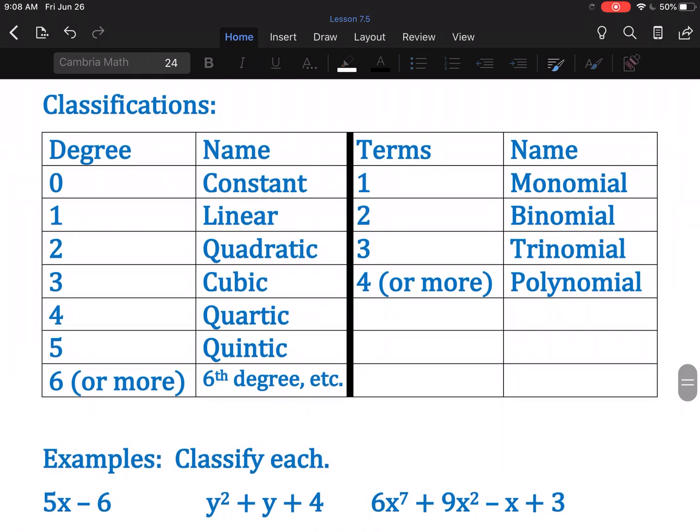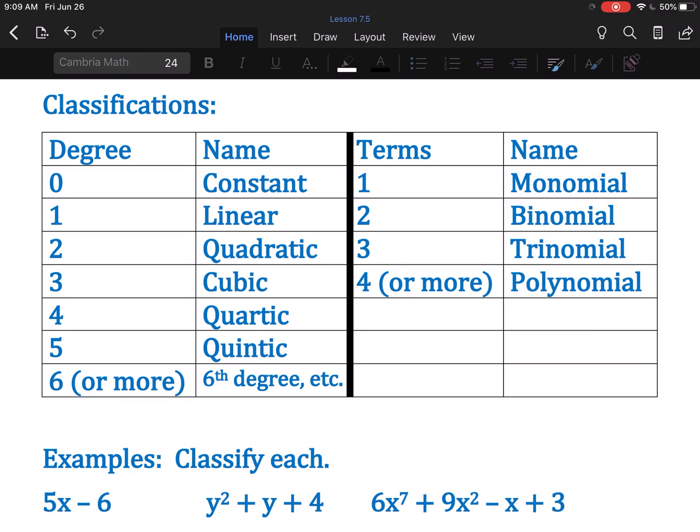Now, we classify these things based on the degree and the number of terms. If the degree is 0, it's a number. The name for a number is a constant. If the degree is 1, it's linear. Degree 2 is quadratic. Degree 3 is cubic. Degree 4 is quartic. Degree 5 is quintic. And after that, we just start using 6th degree, 7th degree, 8th degree, and so on.